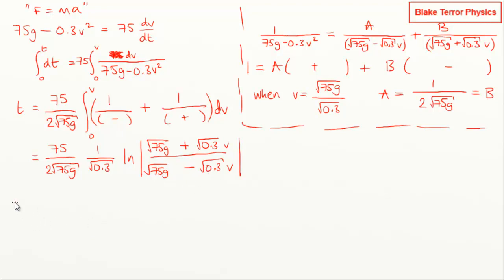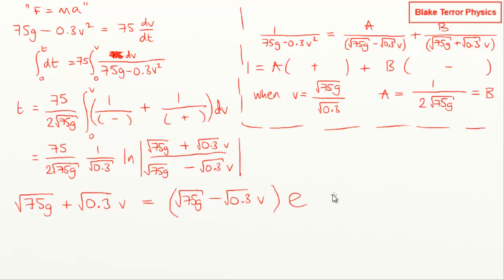So doing one quick step, we're going to have the top bit of the log function, writing this a bit larger because we're getting near the end, and that is going to be equal to the denominator multiplied by our exponential function. So that's going to be multiplied by e to the, right, we're going to have all of this upside down. So 2, and we have a t there, square root of 0.3 square root of 75g divided by 75.